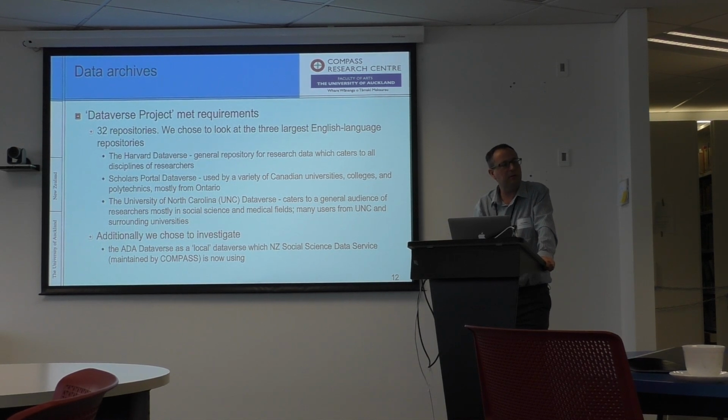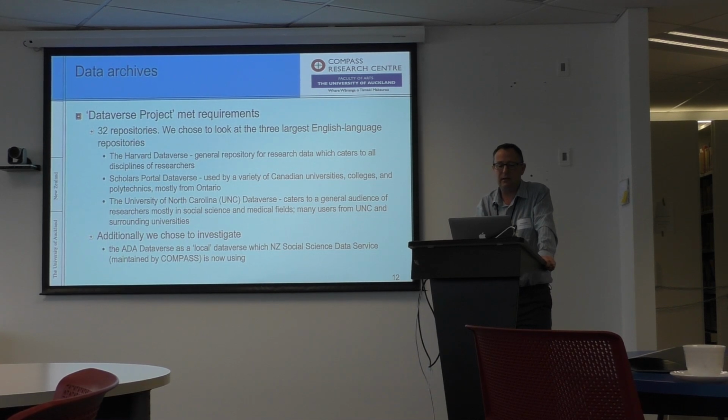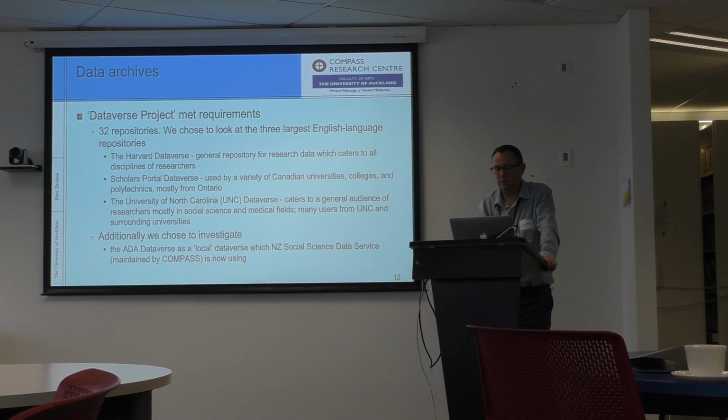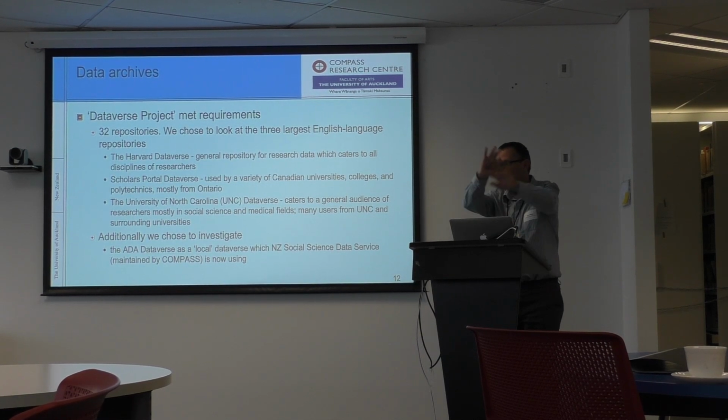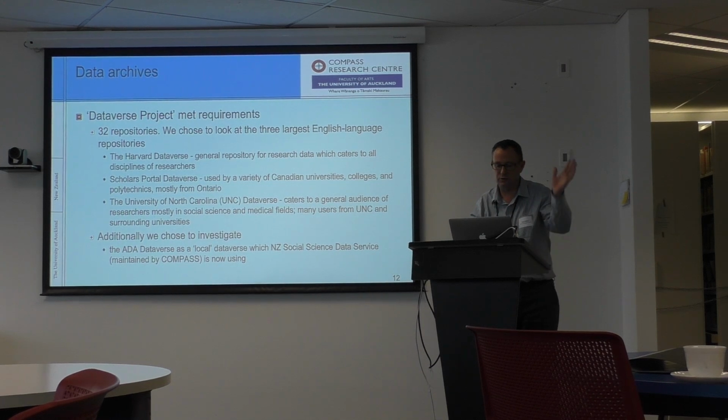So we found 32 repositories, so not the 43 that Martin came across, and chose to look at the three largest English language repositories: the Harvard Dataverse, the Scholars Portal Dataverse, which is a Canadian one. Harvard Dataverse, as we'll see shortly, is the biggest one. And the UNC, that's University of North Carolina Dataverse, which tends to curate data from UNC and other surrounding universities in North Carolina, like Duke, for instance. And added to that, we decided to look at ADA as well, because we were considering, and still are considering, putting our data in there. We've agreed to, actually.